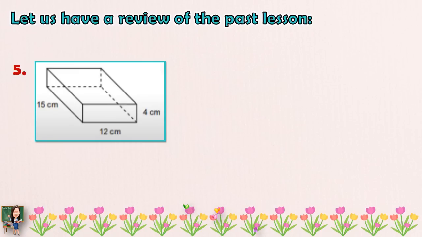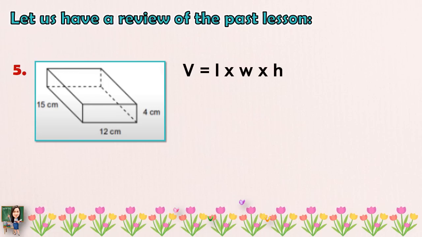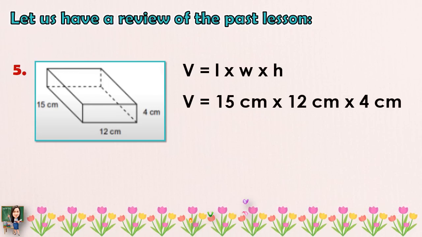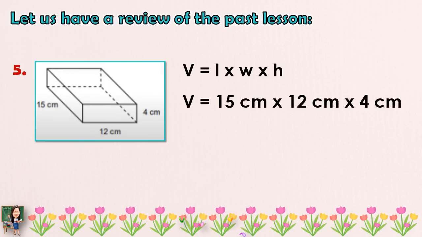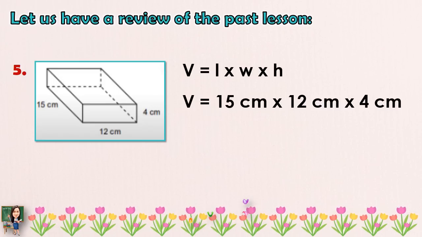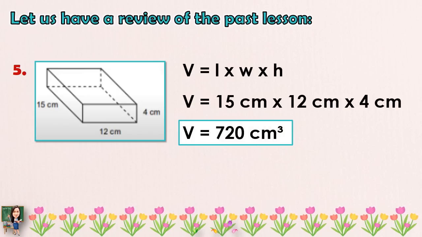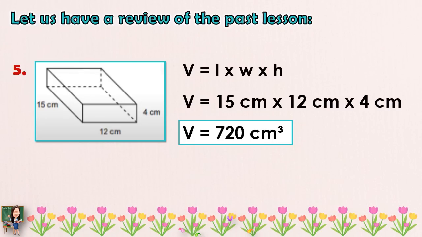And for number 5, this figure is a rectangular prism. Volume equals length times width times height is the formula, where length is 15 cm, width is 12 cm, and the height is 4 cm. 15 times 12 times 4 equals 720. The volume of this rectangular prism is 720 cubic centimeters.